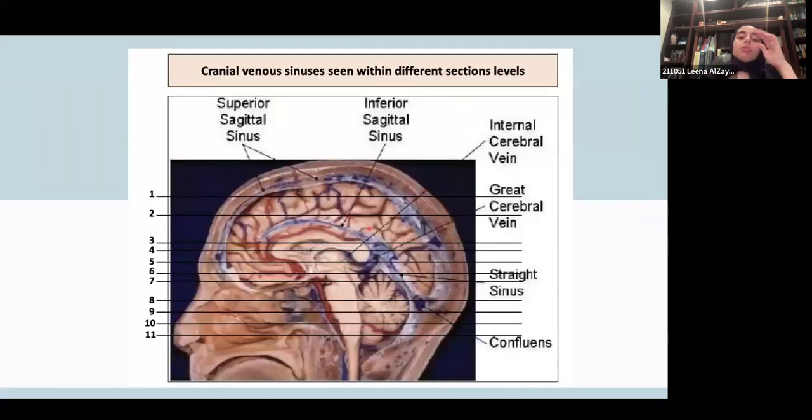So this is a reminder of the sinuses. Over here, we have the superior sagittal sinus. And then we have the confluence of the sinuses, where you have a combination of all the sinuses. This is the inferior sagittal sinus that combines at the confluence of sinuses. And then it divides to create the transverse sinuses on each side. And eventually they drain into the sigmoid sinus and then the internal jugular vein.